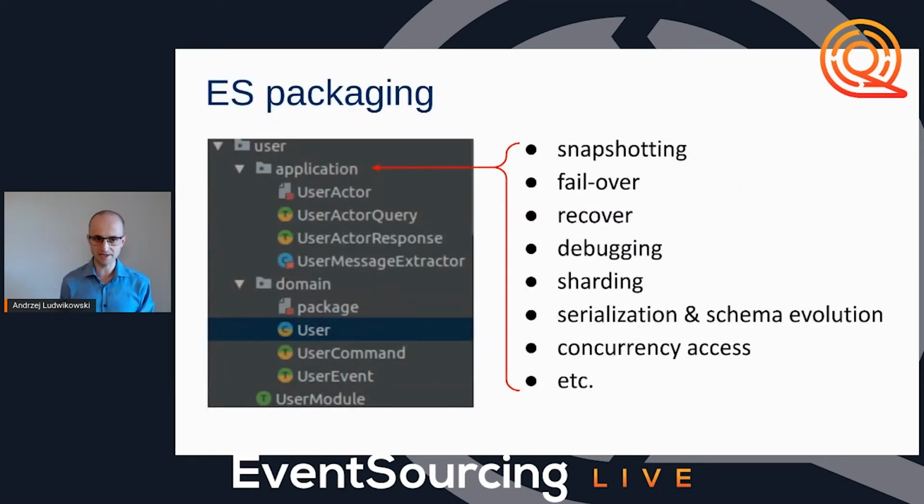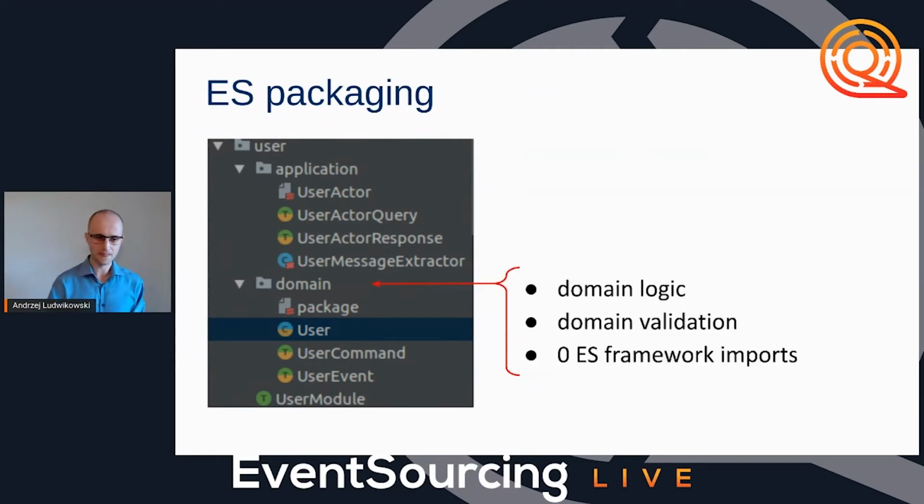So once again, the application package is for all the technical stuff, and the domain package is for domain logic, domain validation, and zero event sourcing framework imports. So if at some point I decide that, okay, this event sourcing solution is not good for me, then I would simply delete the application package and my domain will be untouched. Most likely this will never happen, but still it's good to have a separation of concerns in your code base. This way it will be much more pleasant to add new features and extend the code base, trust me.